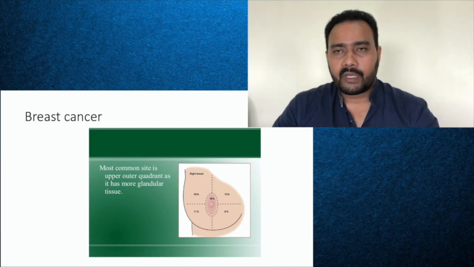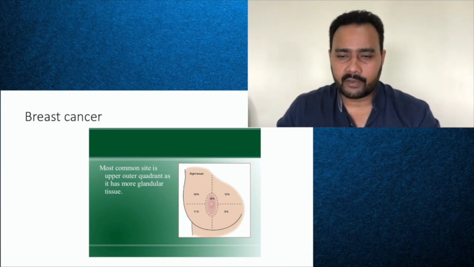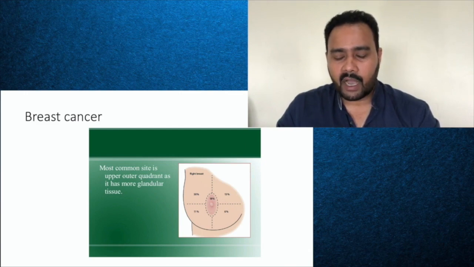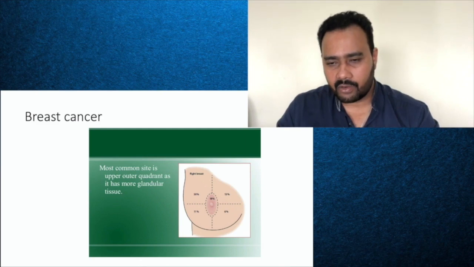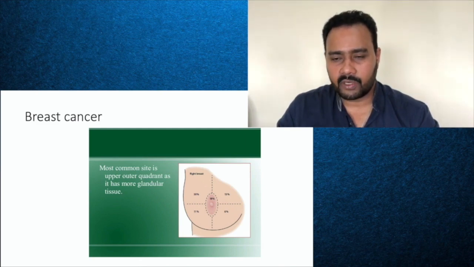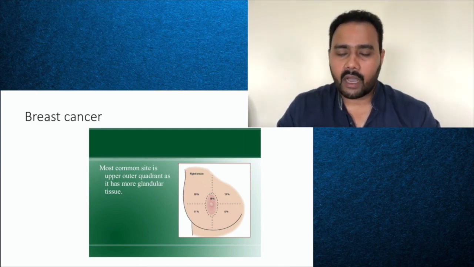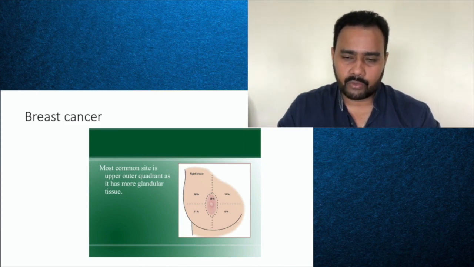Next one, I told you about the anatomical implications behind breast cancer. Everybody knows about breast cancer. The breast is divided into 4 quadrants. You can see here the breast is divided into 4 quadrants. So this we call the upper outer quadrant. Then this area is the upper inner quadrant, and this area is called the lower outer quadrant.